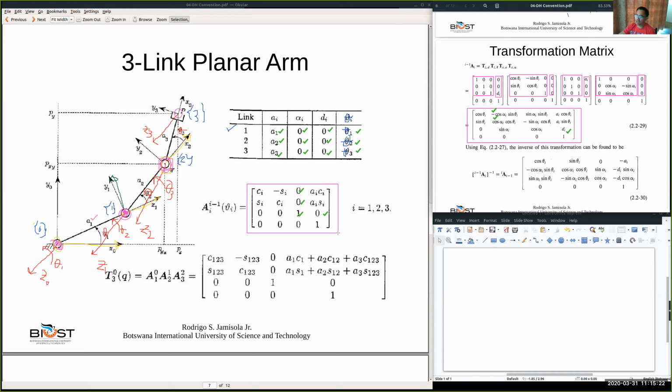Okay, so now we just substitute all these parameters here, to get the transformation from the base frame to the third frame. Okay, maybe from the base frame here to the end effector frame here. So you have the transformation from the base frame to the end effector frame, which is the transformation of base frame to the first frame, post multiplied by the transformation of frame 1 to frame 2, post multiplied by the transformation of frame 2 to frame 3.